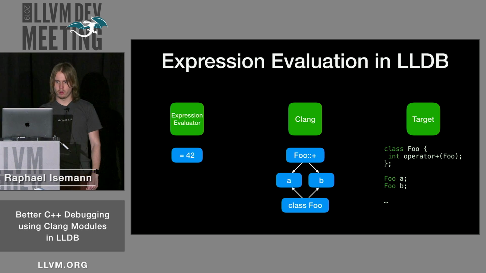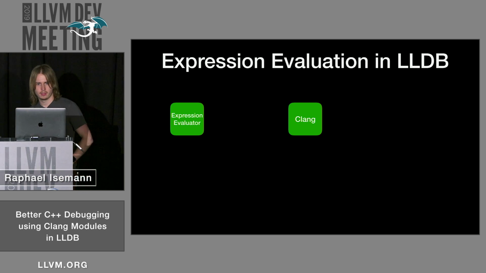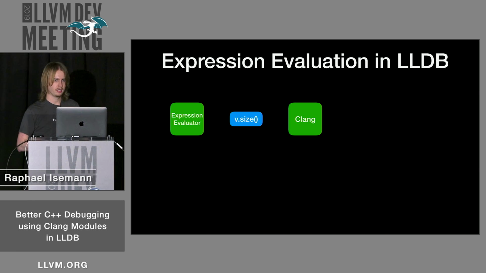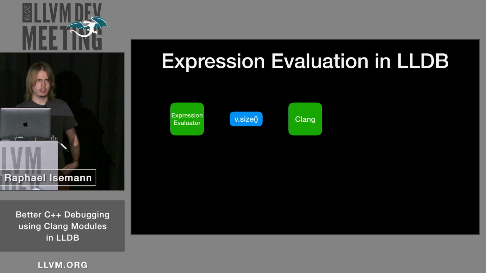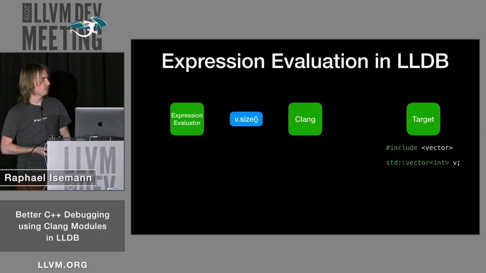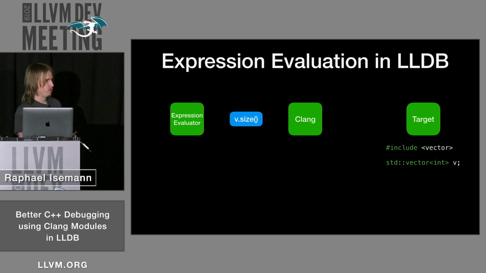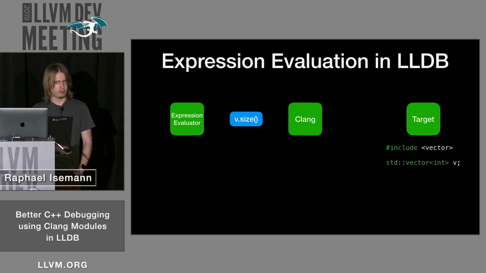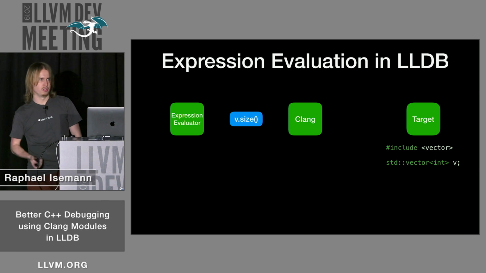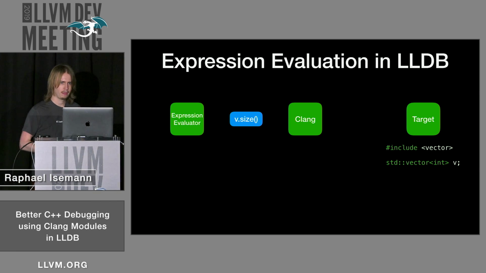All right, so let's make one more example where it fails. So we have an expression, v.size. Again, we don't know what v is and what size is, so we need context. And the context is provided by the target, and the target program is just doing two things. One is we include a vector from the standard library, and one is we instantiate a vector with integers. So we have a vector of integers v.